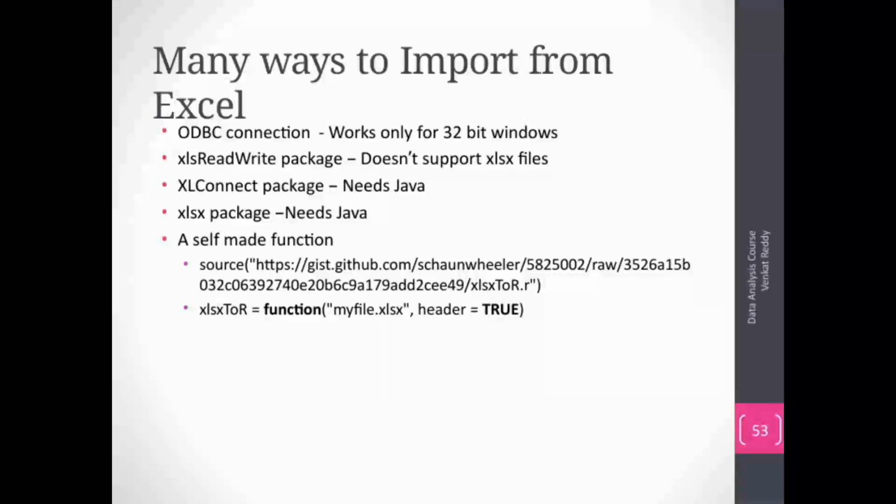There's also a self-made function I want to highlight, which I got from a GitHub gist. You can source it directly from the URL and then use it for importing your XLSX files like xlsx to R, myfile.xlsx, header equals true.